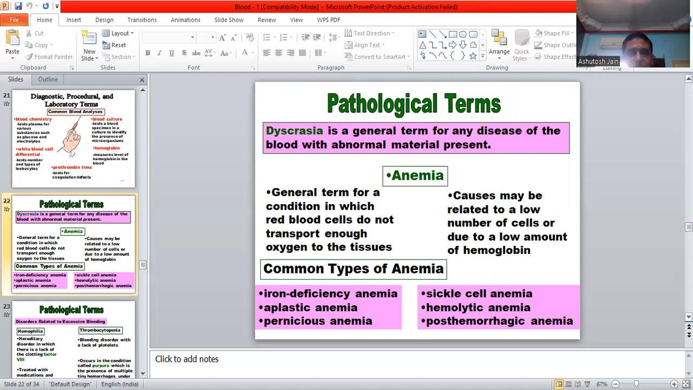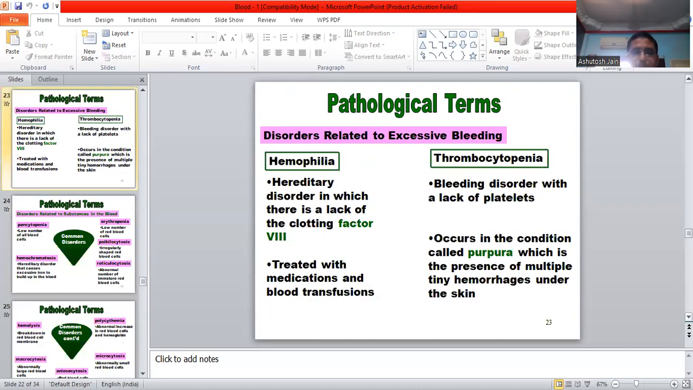Pathological terms. Dyscrasia is a general term for any disease of the blood with abnormal material present. Anemia, a general term for a condition in which red blood cells do not transport enough oxygen to the tissues. Causes may be related to a low number of cells or due to a low amount of hemoglobin. Common types of anemia: iron deficiency anemia, aplastic anemia, pernicious anemia, sickle cell anemia, hemolytic anemia, and post-hemorrhagic anemia.